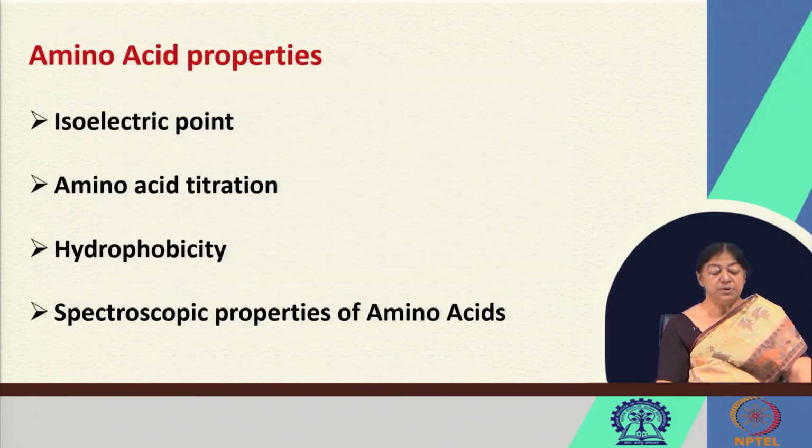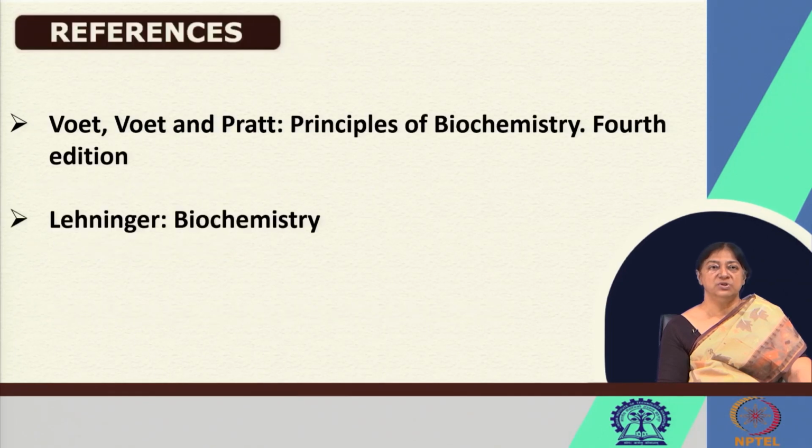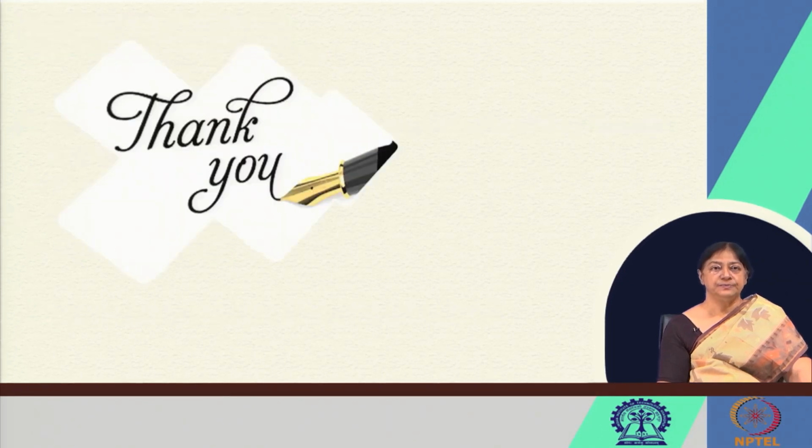So, the amino acid properties that we studied were the isoelectric point, the amino acid titration, the hydrophobicity and the spectroscopic properties of the amino acids, which give us an understanding of amino acids in general. Our next lecture will be on the combination of amino acids in the formation of a peptide bond, before we embark on an understanding of protein structure.